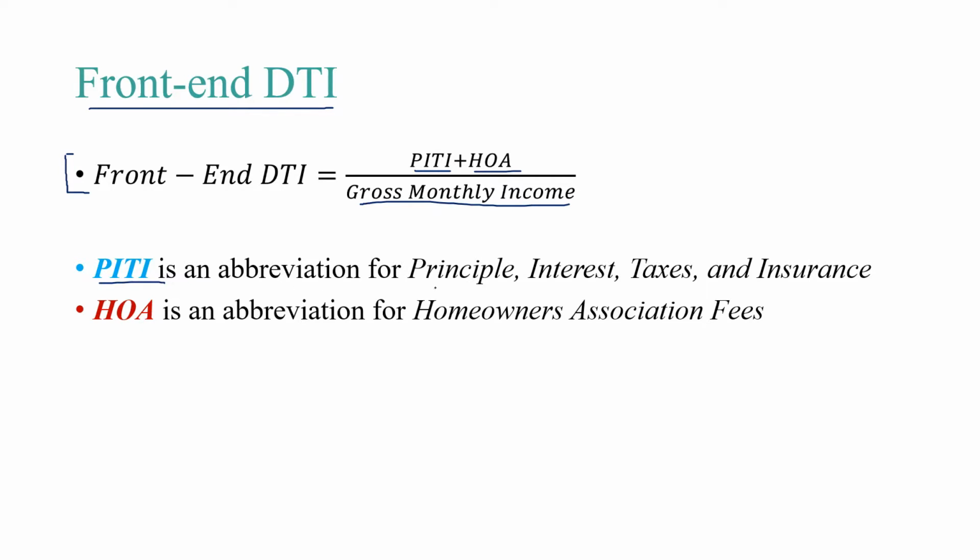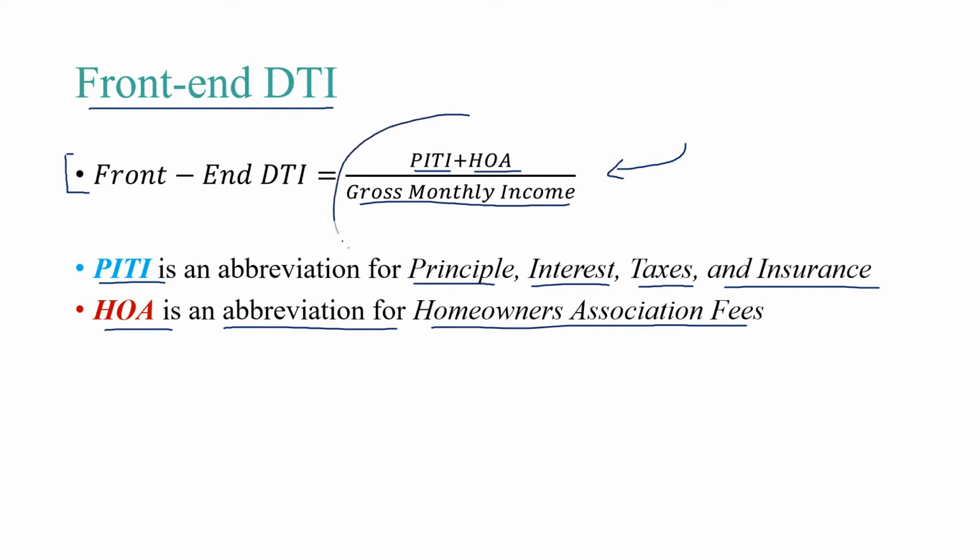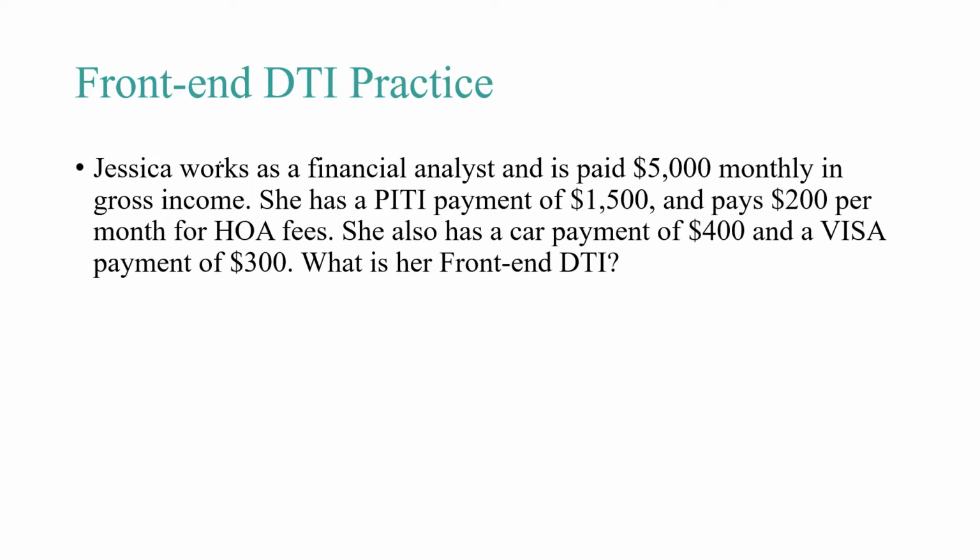Here, the PITI is an abbreviation for the principal, interest, taxes, and insurance of a mortgage. The HOA is an abbreviation for homeowners association fees. So you want to remember that to calculate the front-end DTI, you grab the PITI plus the HOA fees divided by the gross monthly income. So let's do an example for some front-end DTI practice.